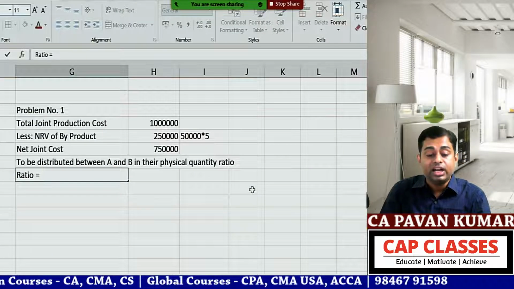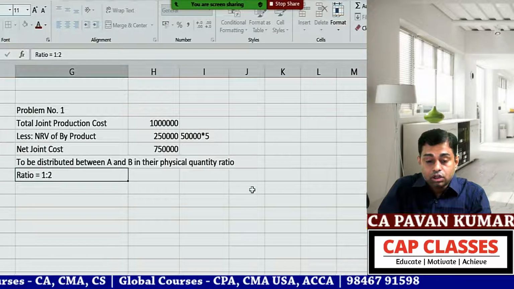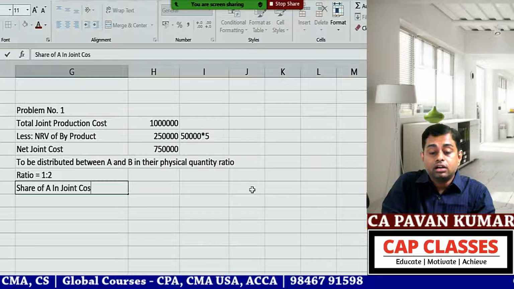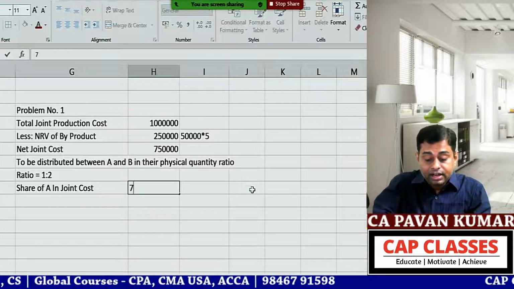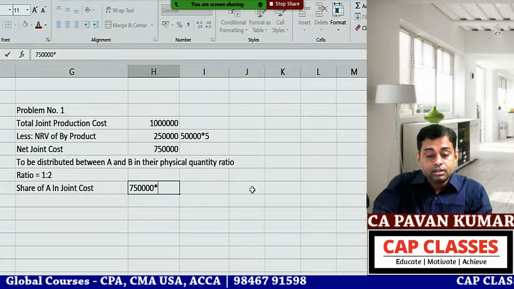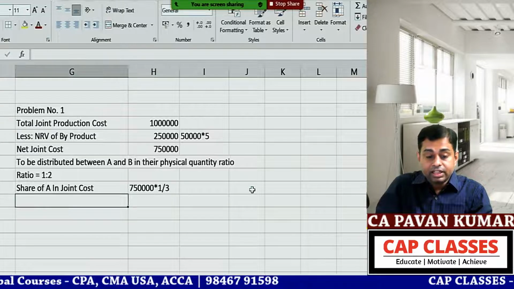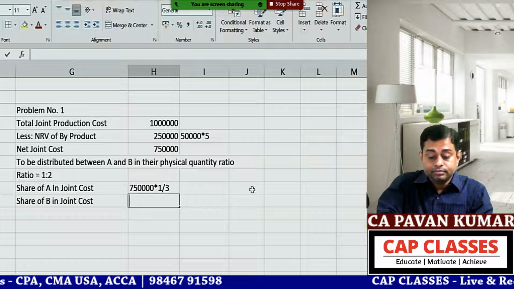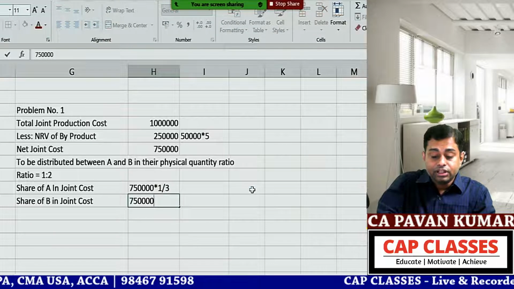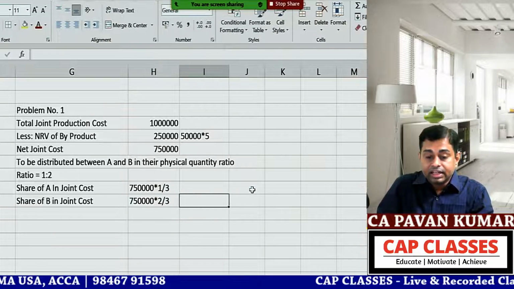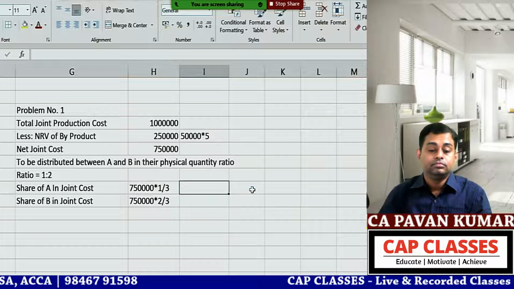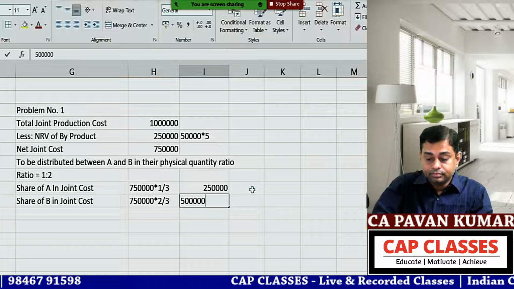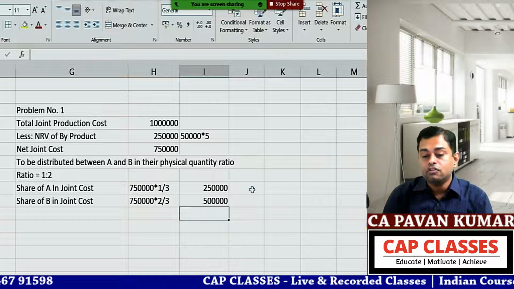60,000 to 120,000, 1:2. So share of A in joint cost is 7,50,000 into 1 divided by 3. Share of B in joint cost is 7,50,000 into 2 by 3. So tell me how much this is. 2,50,000, sir. This? 5 lakhs. That's all. Problem number 1 is over.